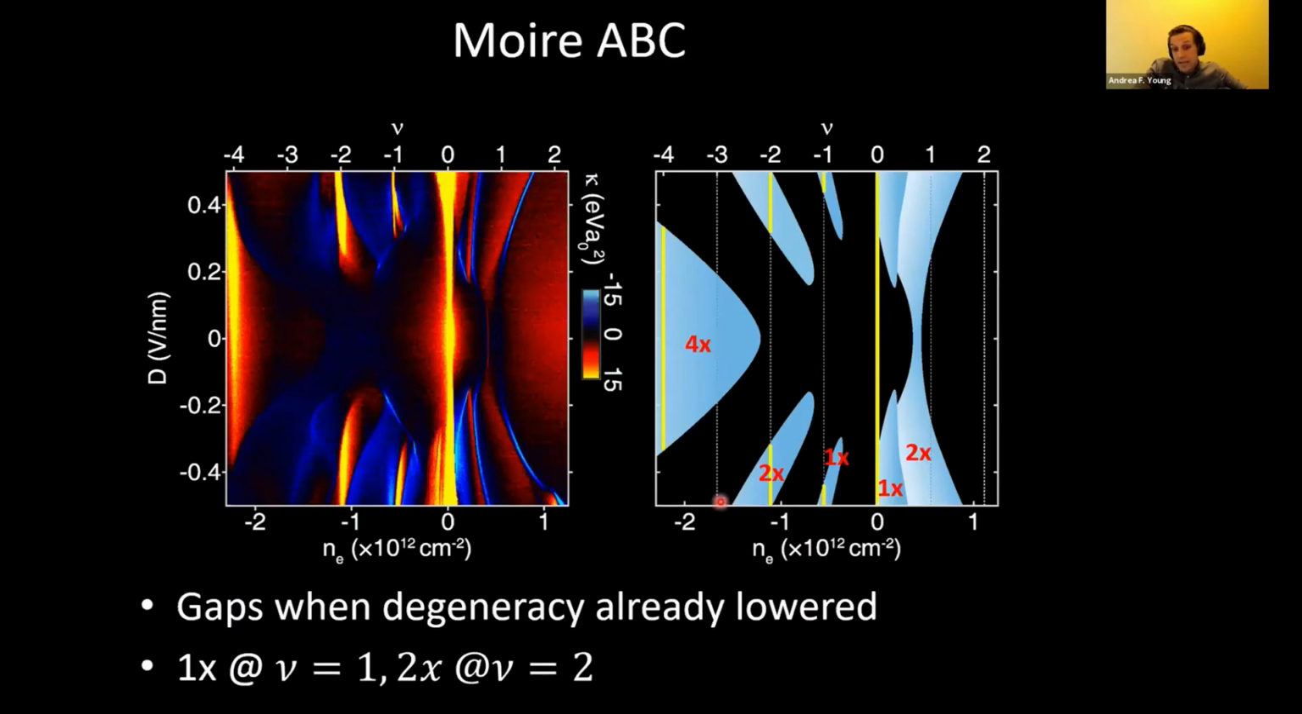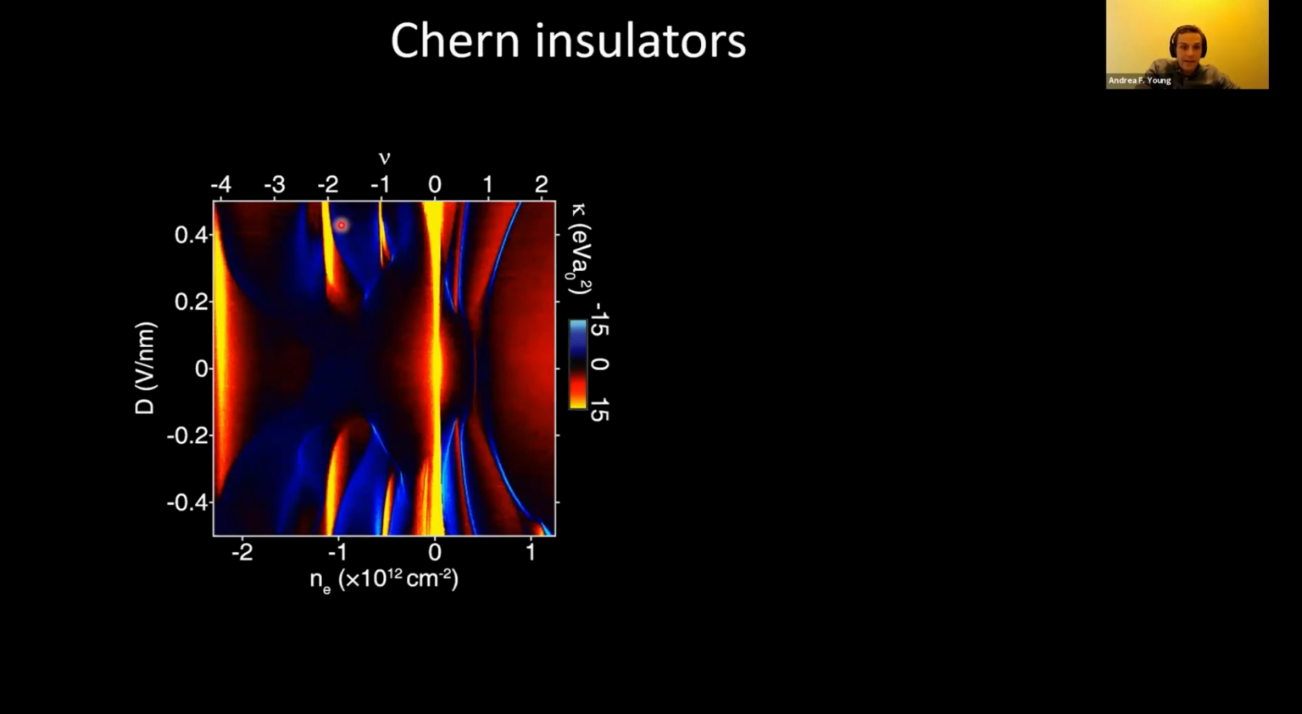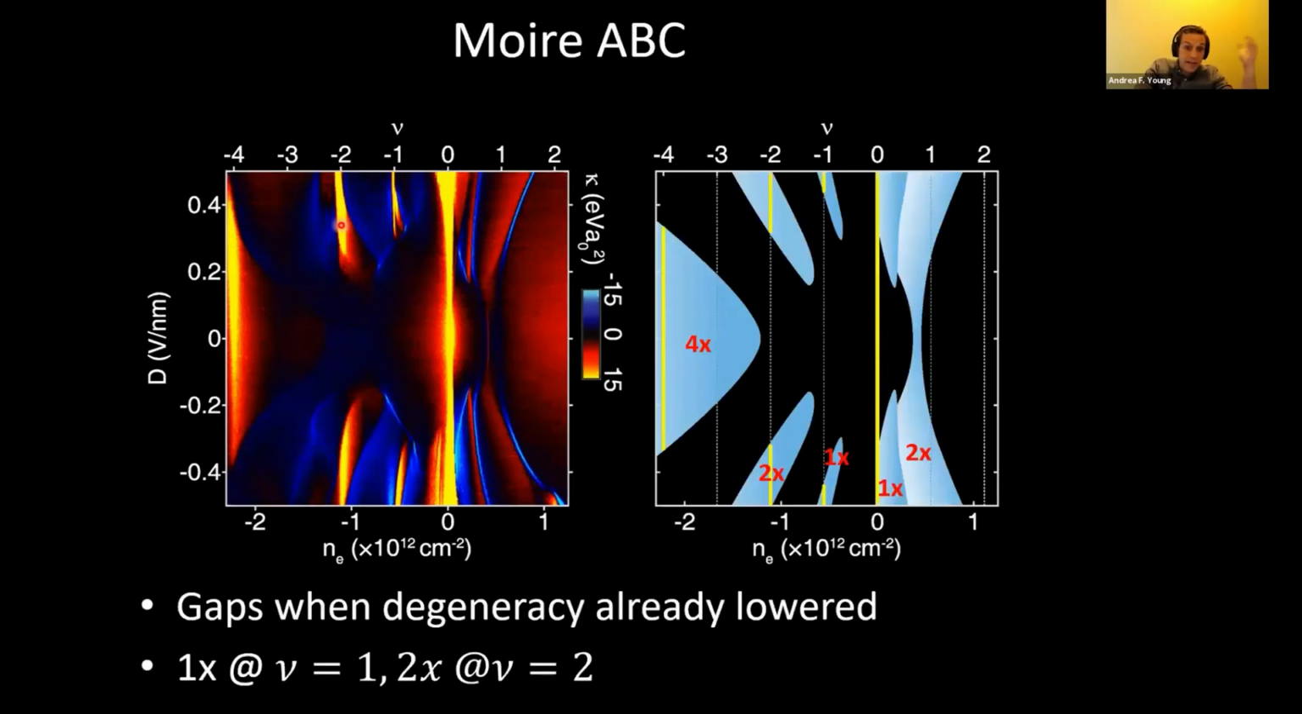And what you see is that, let's say, if you're in a quarter metal and you go to nu equals -1, that just corresponds to occupying a full moire band of this quarter metal, and you get an energy gap. Same thing for nu equals -2 of a half metal, you get an energy gap. And that pattern is basically just repeated everywhere that you look.